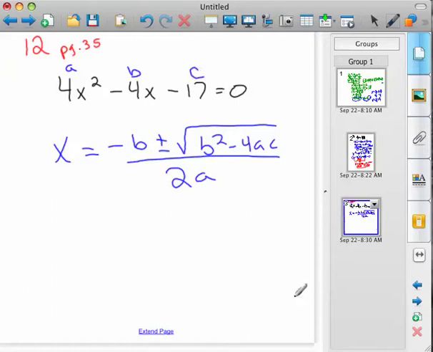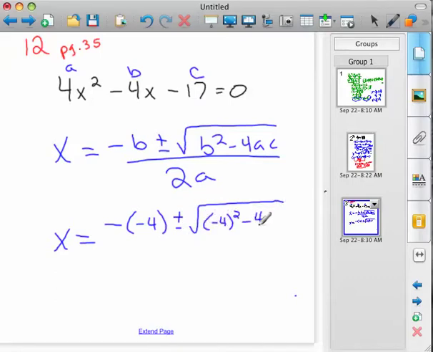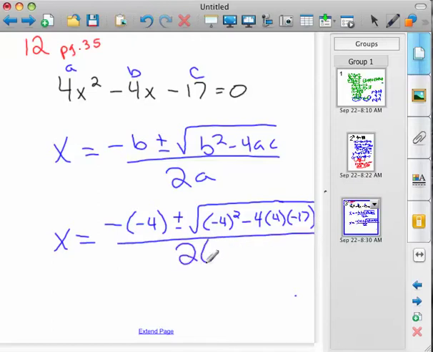So then you just plug it in. And so negative 4 would go in place of the b here, so you'd have x equals minus a negative 4 for b, plus or minus the square root of negative 4 squared minus 4 times 4 times negative 17, all over 2 times 4.